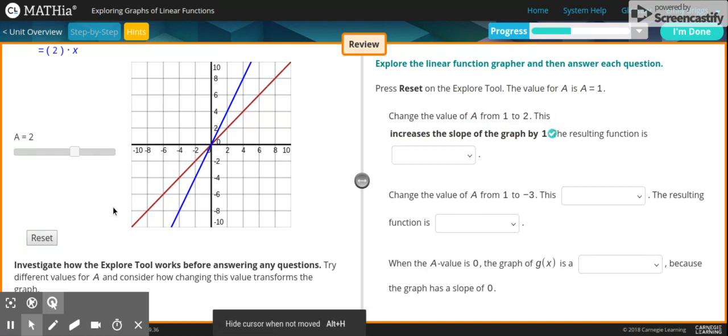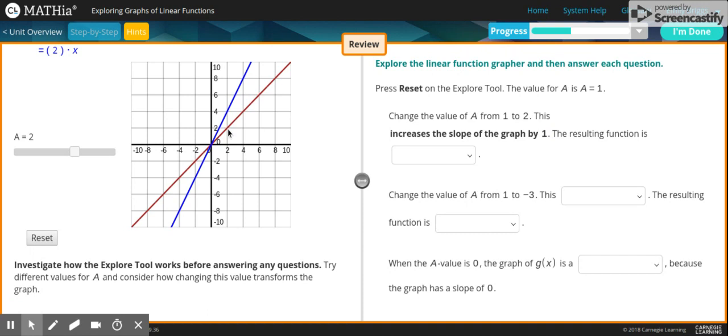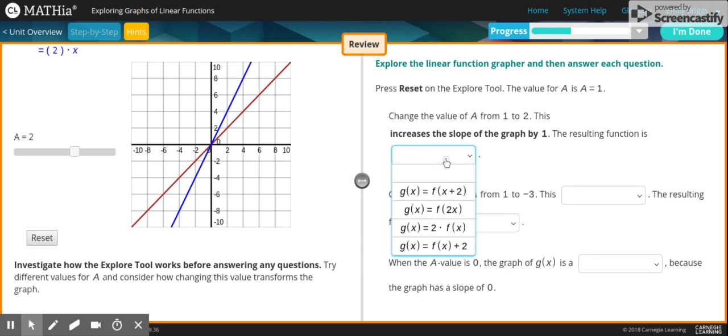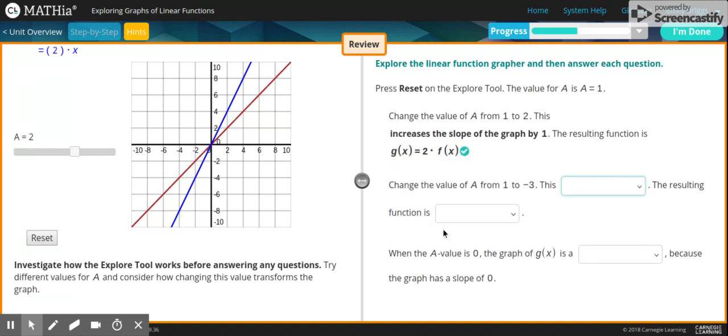So the correct answer was actually increases the slope of the graph by 1, because I forgot that we're looking at the blue value to the red value, and if you look from here, it's increasing by 1. And the resulting function is going to be on the outside, so it's going to be 2 times f of x.